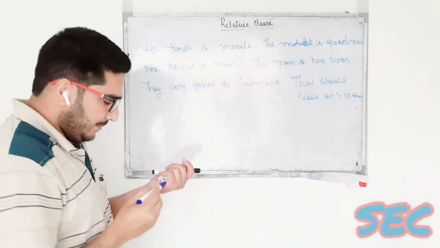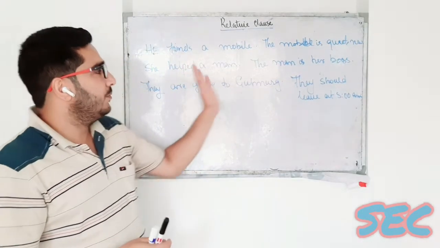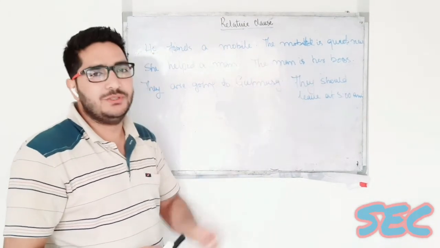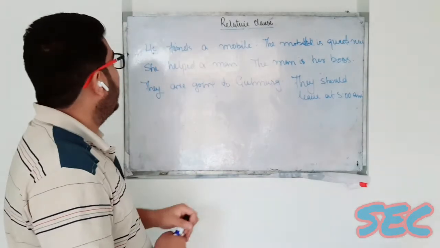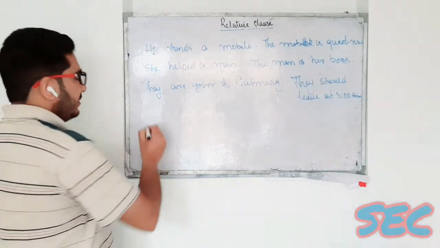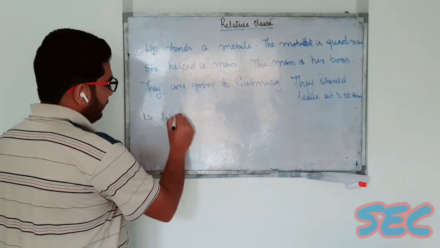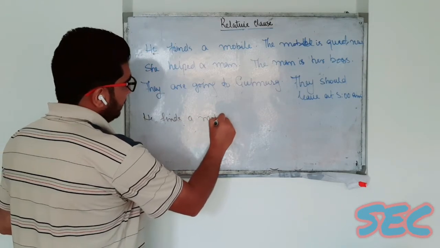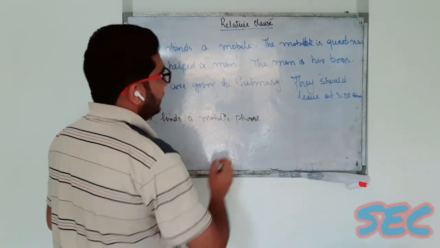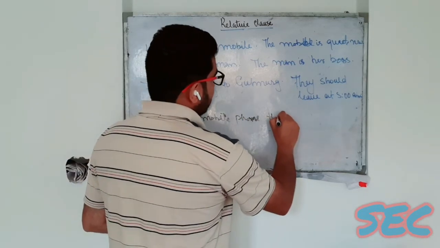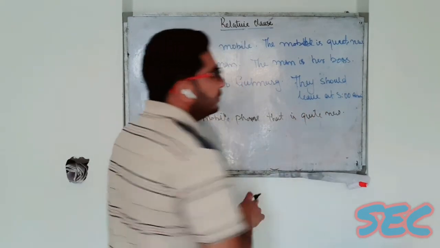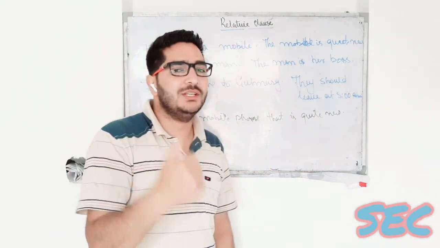See, these are some sentences which are in pairs, and we shall join them by using a relative clause. First one: he finds a mobile phone. The mobile is quite new. How will you change it? He finds a mobile phone that is quite new.